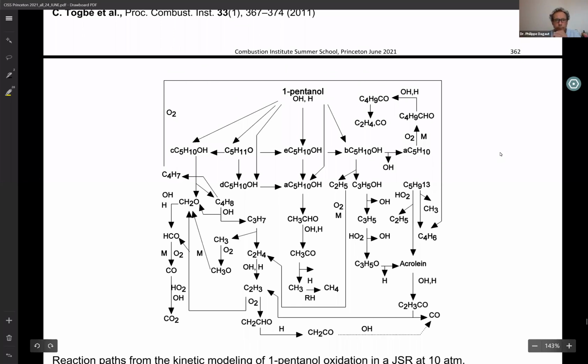So if we look at the reaction pathways, we can get different radicals from the oxidation of pentanol, attack on OH. Well, it's not a major route, and then attack on the other carbons, and the formation of different intermediates here, which step by step reach the formation of HCO, CO, and CO2.